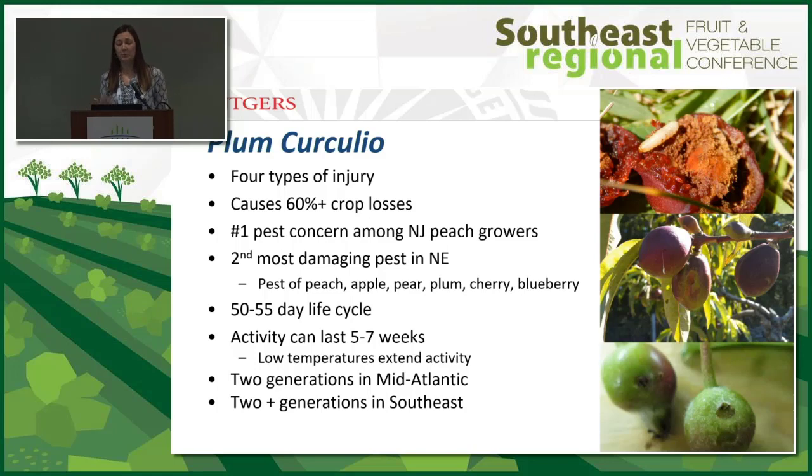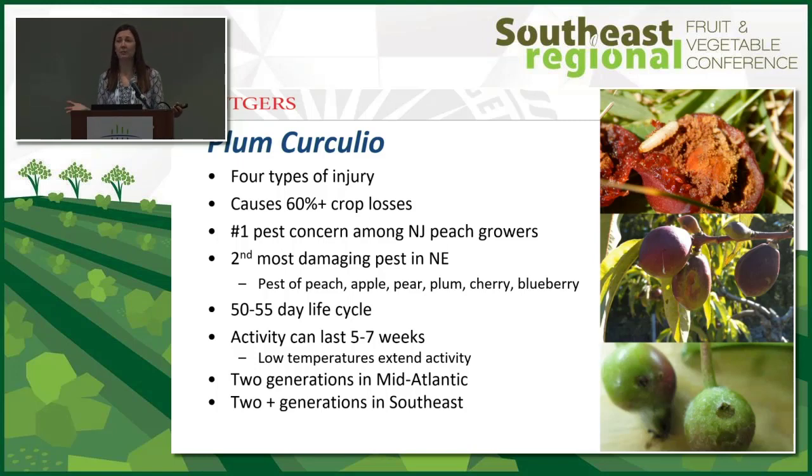A lot of this is because, even though it's a native pest, it's a persistent problem in orchard systems. A lot of our IPM programs really just don't tackle this pest, and our IPM programs are pretty far behind. It has a 50 to 55 day life cycle, and activity can last about 5 to 7 weeks. When we have cooler springs, which we've been having, these really variable weather events really alter our phenological predictions. But when we have cooler temperatures, it extends the period of activity for plum curculio, which means we have a longer period that we have to manage it.